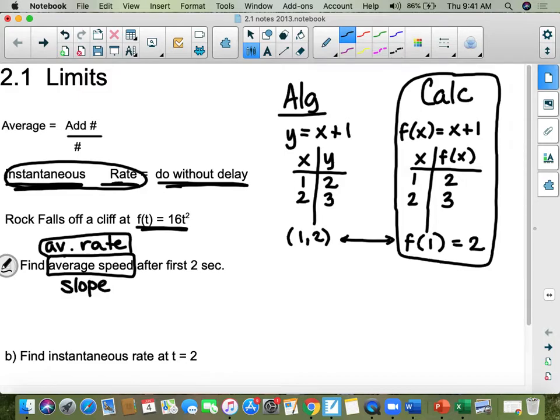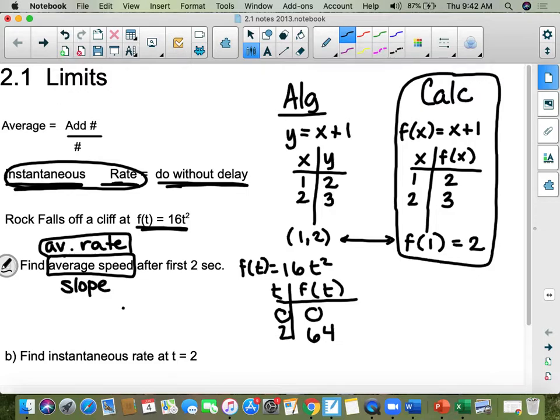So what I'm going to do is go over here, and my f of t is really y equals 16t squared. So my y is really f of t. And I'm going to make a t and an f of t chart. And I want to find the average slope or average rate after the first 2 seconds. So if my time is 0, my y value is also going to be 0 because I put 0 in place of t in the equation, I get 0. When I put 2 in there, 2 squared is 4, and 4 times 16 is 64.